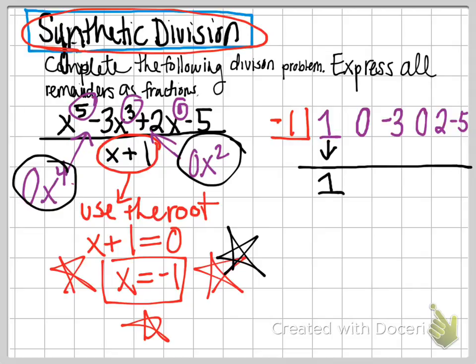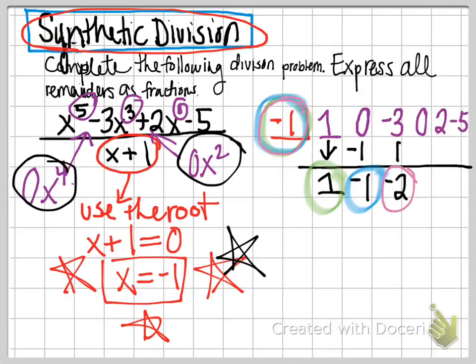That's the first step. Now everything's going to be multiplication and addition. Okay, so I'm going to multiply this times this, 1 times negative 1, which gives me negative 1. And then I add those together. 0 minus 1 is negative 1. Then I'm going to do it again. I'm going to multiply this times this. So negative 1 times negative 1. This time that's a positive 1. Add these numbers. Negative 3 plus 1 is negative 2. Then I want to multiply again. Negative times negative. Negative 1 times negative 2 is 2. Bring that down. That gives me a positive 2.